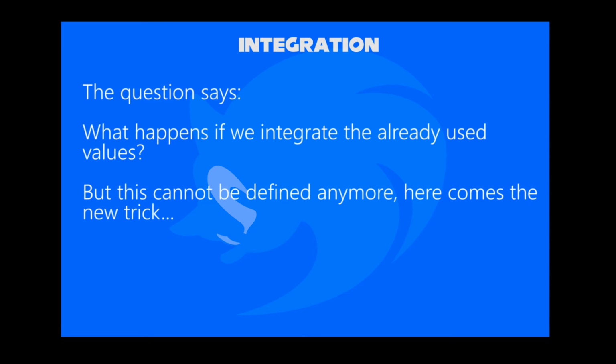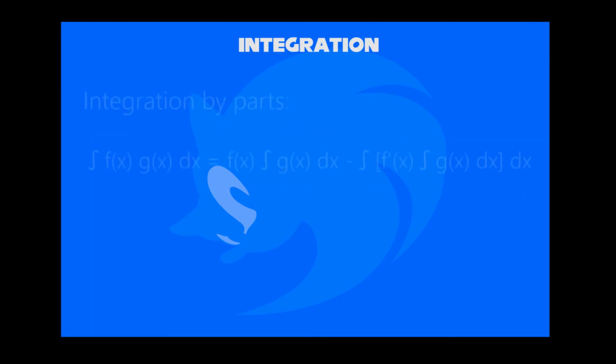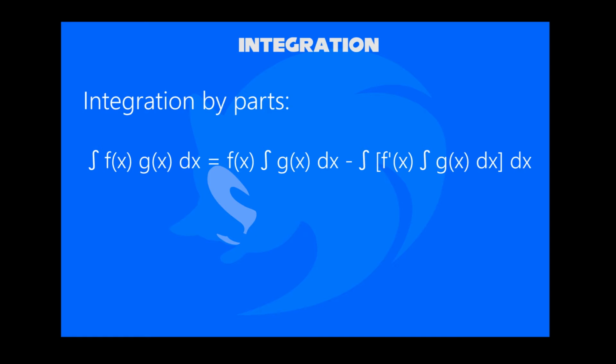As for the question where we left off, what happens if we integrate the already used values? But this cannot be defined anymore. We use a new trick called integration by parts.